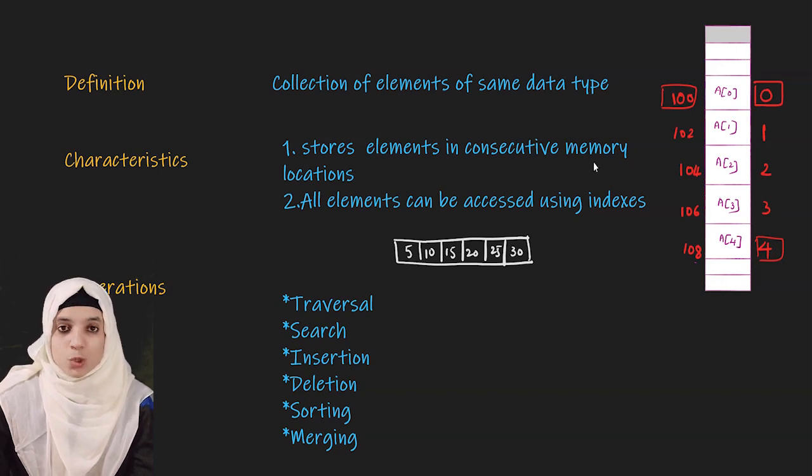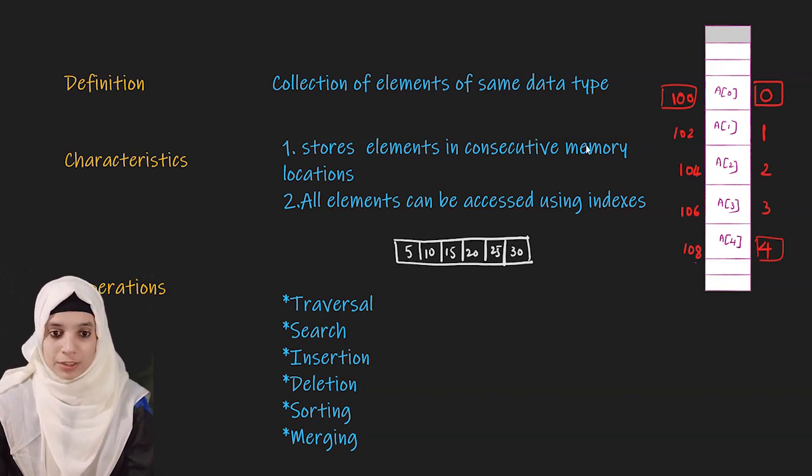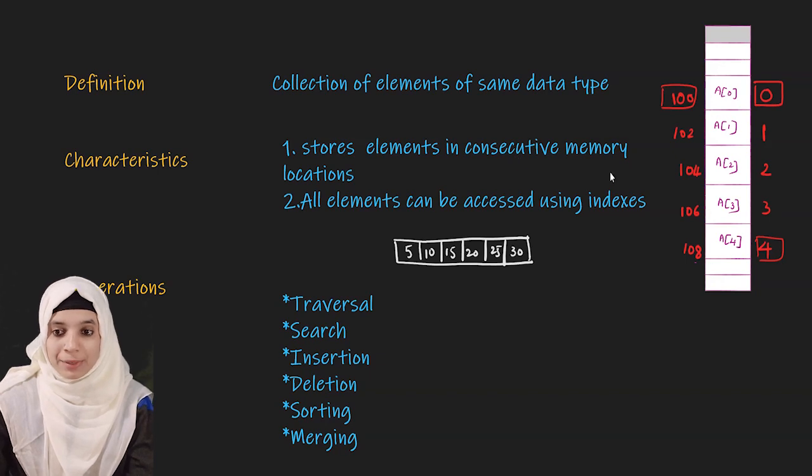All the elements will be arranged one after the other. See all the elements, like we have 5, 10, 15, 20, 25 and 30, all will be stored one after the other. And see, all these elements are of which type? It is of integer data type.